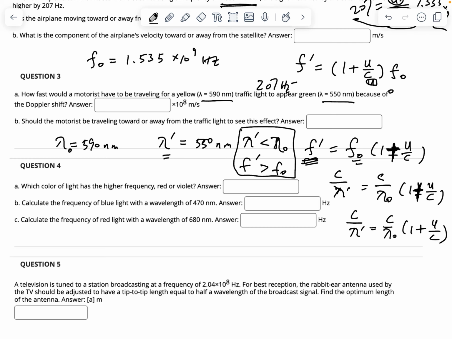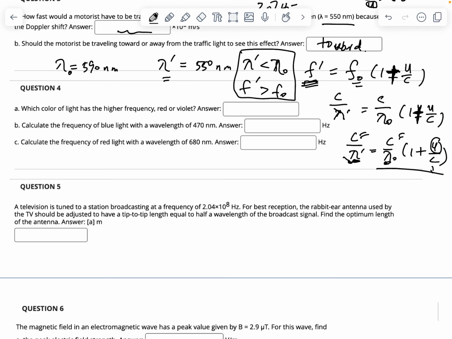See that? You know this number, you know lambda prime, you know lambda naught, you know c. So this is one equation, one unknown, and you can solve for u. Should the motorcycle be traveling towards or away from the traffic light? Towards. Towards means bigger frequency. All right, so that's this problem. Next one.